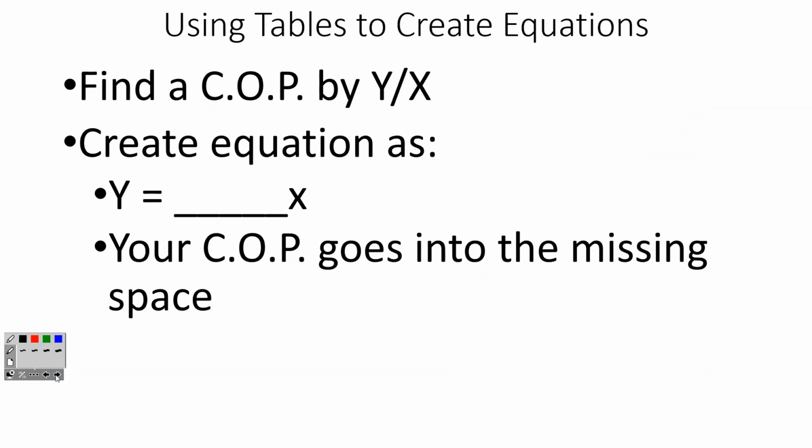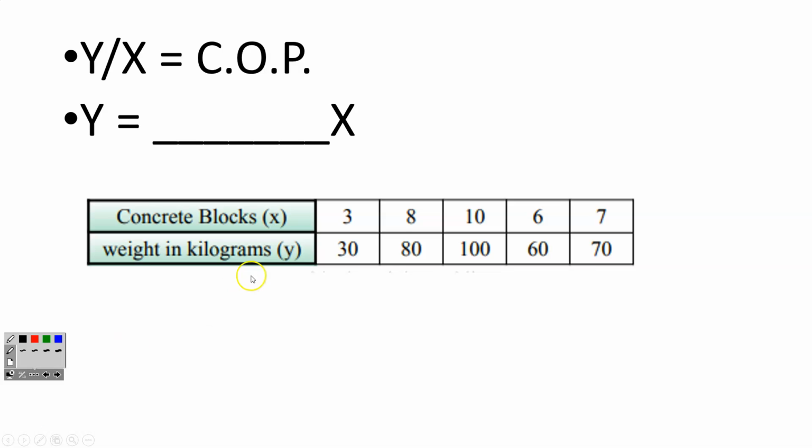For a table, we do the exact same thing. Whatever my y is divided by my x. So my y is 30 divided by my x, which is 3. And I get an answer of 10. Now I could go through and do it for all of these. 80 divided by 8 is 10. 100 divided by 10 is 10. 60 divided by 6 is 10. 70 divided by 7 is 10. So my COP is 10. I'm going to put it right there for my equation. Y equals 10x.